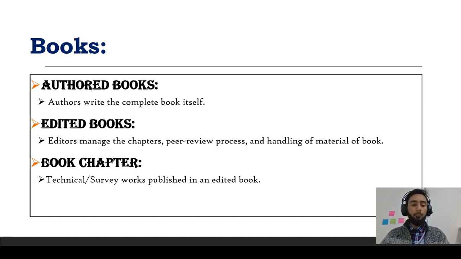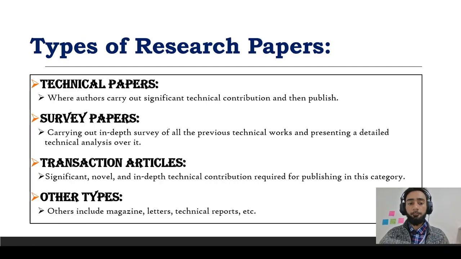And then there are book chapters. Book chapters are basically, as I mentioned above, that the editor announces that a book chapter is required for this specific topic, and the researchers contribute to the book chapter. The chapter could be a technical work or a survey work, depends upon the topic.